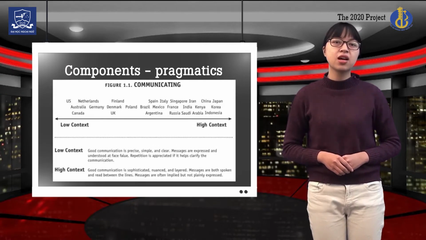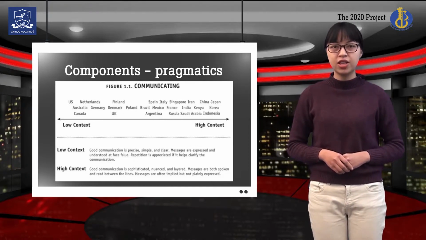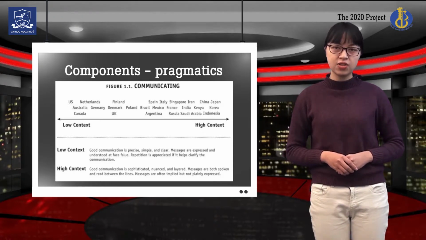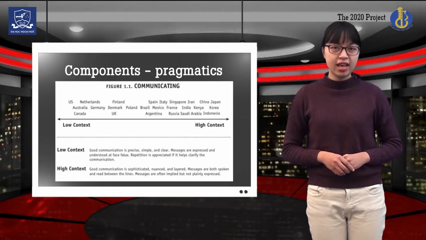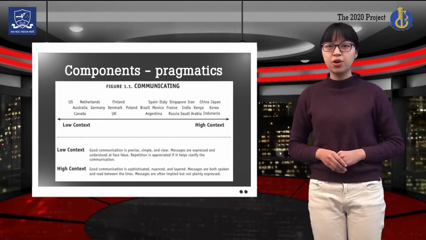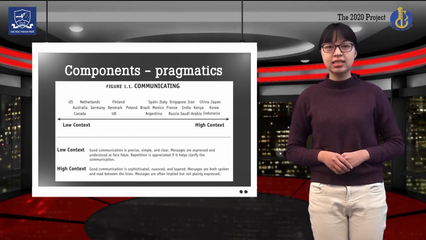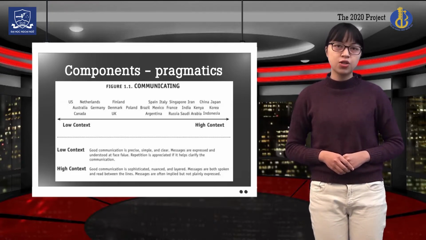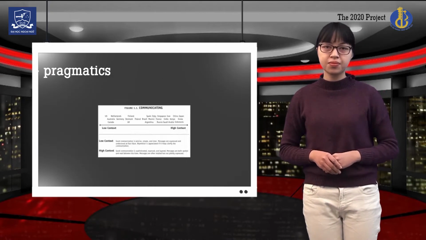In terms of communication style, the low context cultures like the US, Canada, and the Netherlands allow communicators to express their ideas directly. On the other hand, in some high context cultures like China, Japan, India, and Vietnam, people are encouraged to use the indirect way to negotiate meaning.